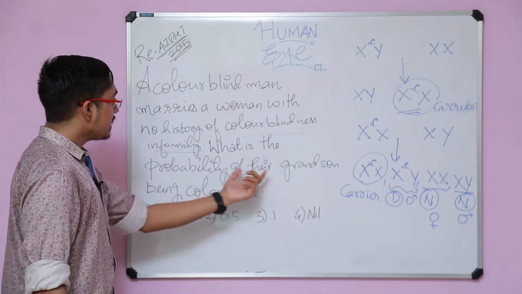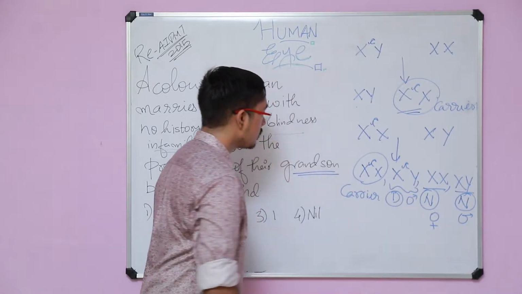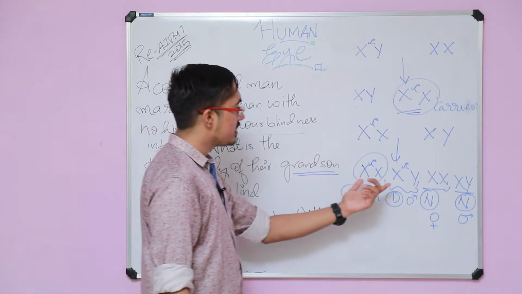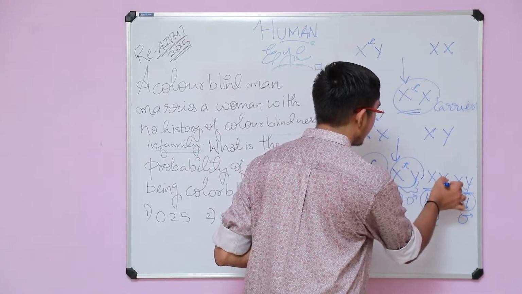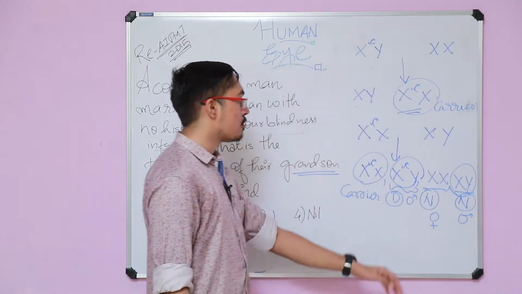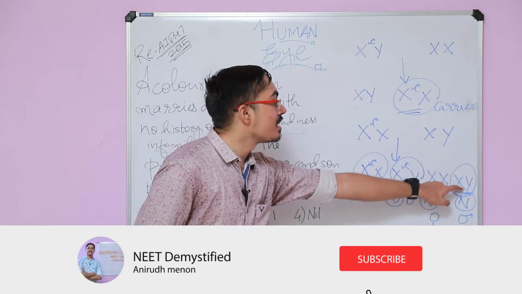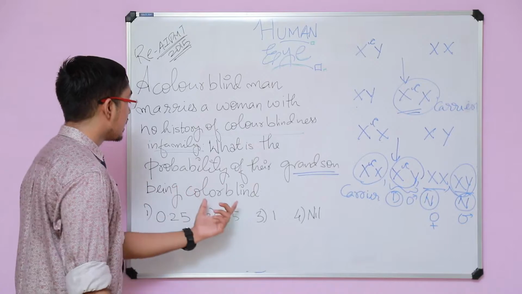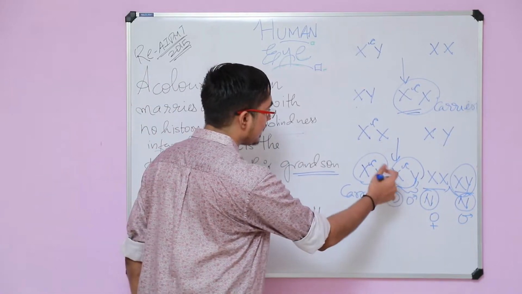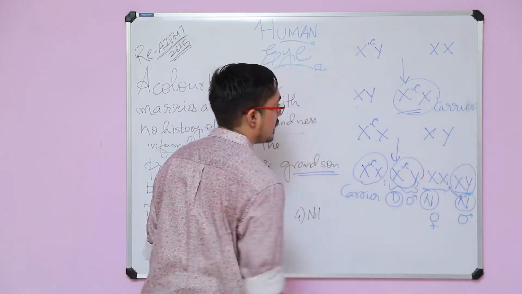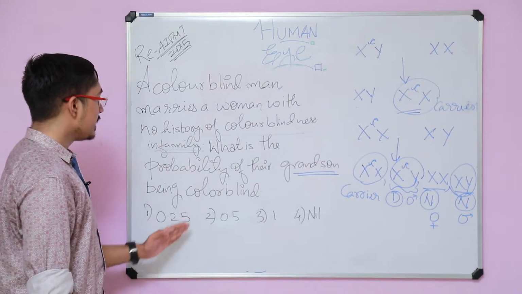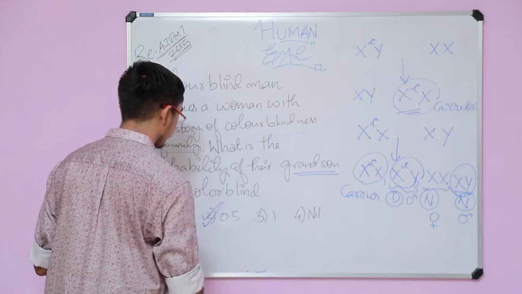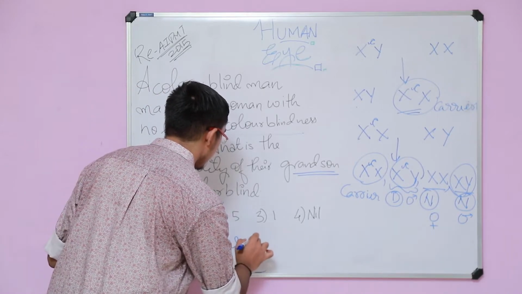What is the probability of their grandson? They are not asking about the whole progeny over here, they are just asking about their grandson. So I will have to take all the males out of this. These are the two types of males that can be formed out of this: one is diseased, one is normal. So what is the probability of their grandson being colorblind? There are two possibilities, either he is colorblind or he is normal. So the probability of their grandson being colorblind will be 50%, that is 0.5. So the correct answer for this question is option 2.